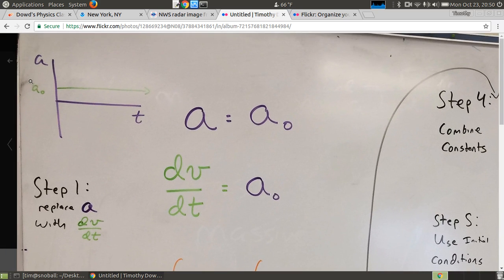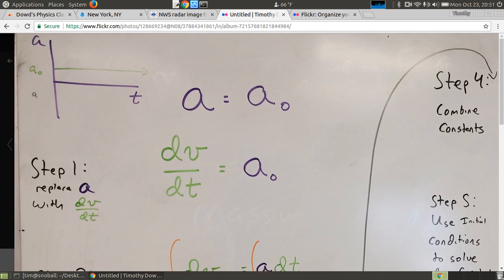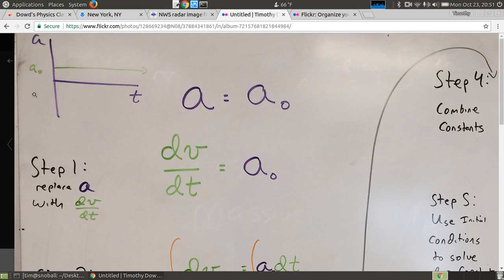So if we start off with a constant acceleration graph, its equation can be described as a equals a0. And the calculus steps to deriving the velocity equation we know so well are as follows. The first thing we do is we replace the variable a with its calculus definition, which is the derivative of velocity. So dv/dt essentially means the slope of a tangent line at every single time. That equals a0.